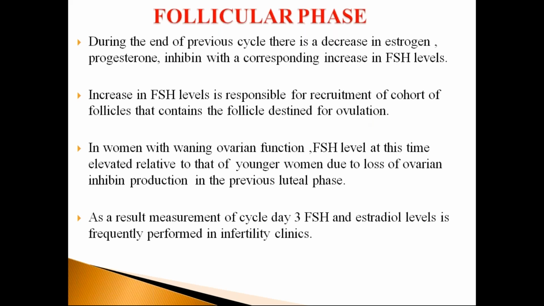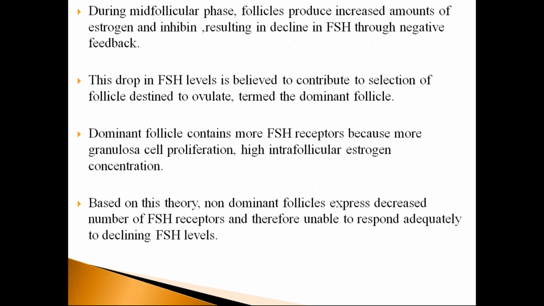I have already said that follicular development starts with the recruitment of a cohort of follicles that also contains the follicle which is destined for ovulation, that is the dominant follicle. In a woman whose ovarian function is decreasing, usually the FSH levels are elevated. Therefore, the day 3 FSH value is elevated in a woman with waning ovarian function. Waning means decreasing ovarian function. So during the early follicular phase, there is an increase in FSH, which recruits the cohort of follicles along with the destined dominant follicle.